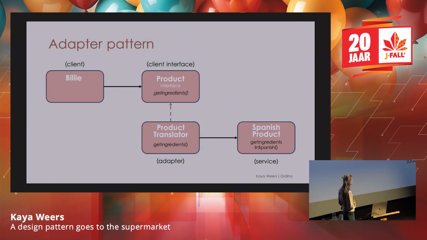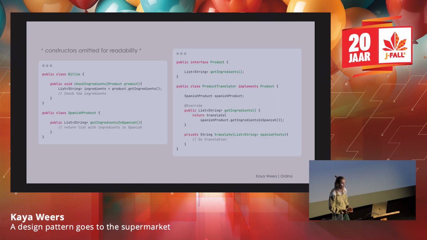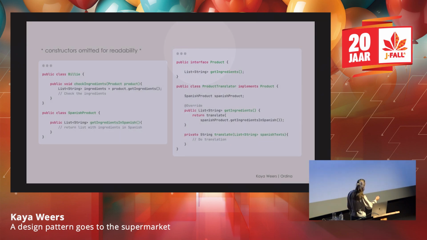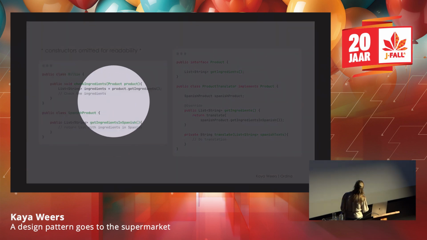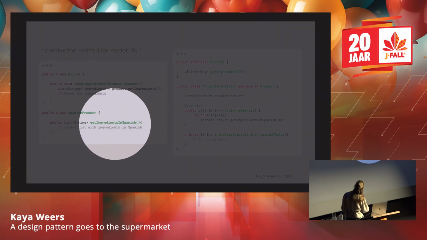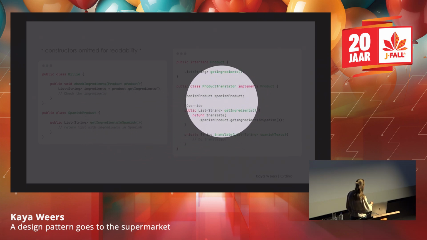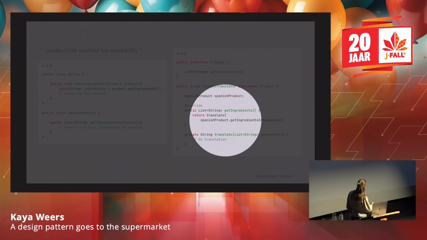So then we put the adapter in between, which is the translator. And the translator has to make sure that they in the end connect, so in this case it has to do the literal translation. So in code, you will see we have the product, which is the interface. So this is what Billie expects, that she can just call get ingredients. Then we have the Spanish product, but it has get ingredients in Spanish. So now we have to have the translator, which is the adapter, to make this work.